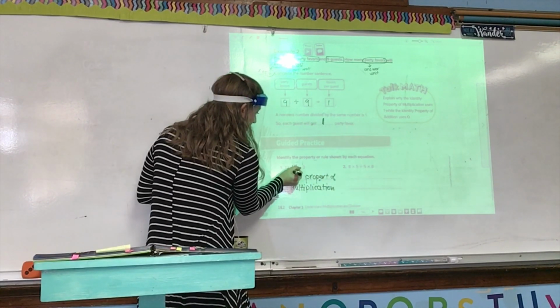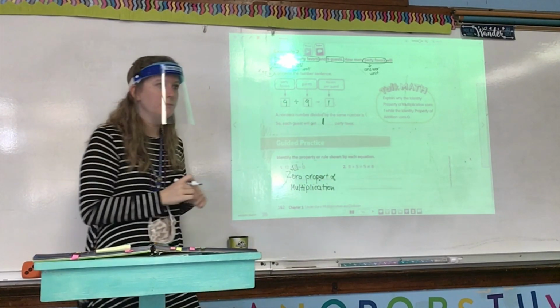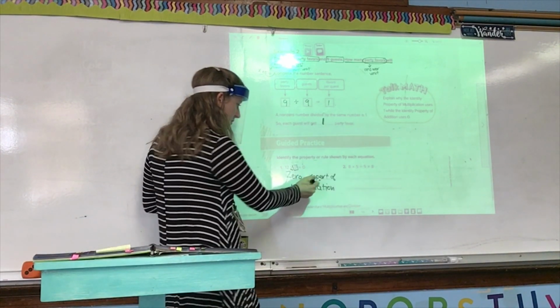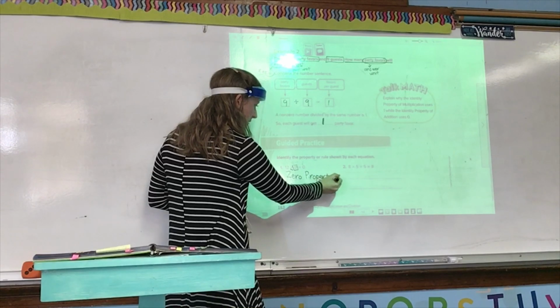We see a multiplication symbol. We see a 0, which is that key word or number. Yes? You write in your active cursive. What? You write in your active cursive. Yes, we did.